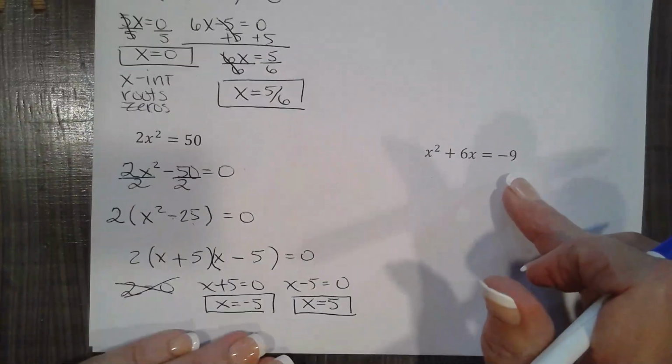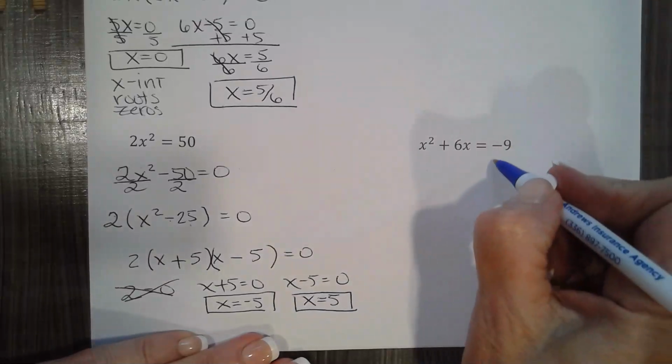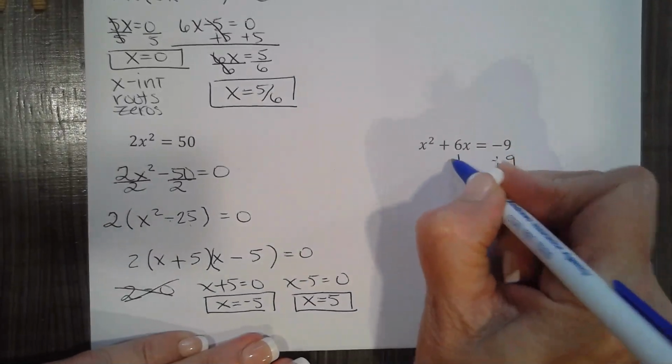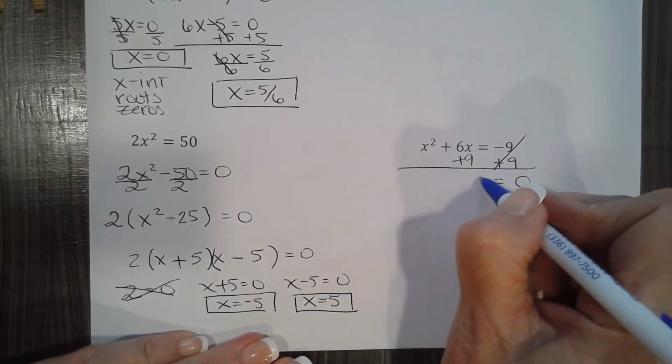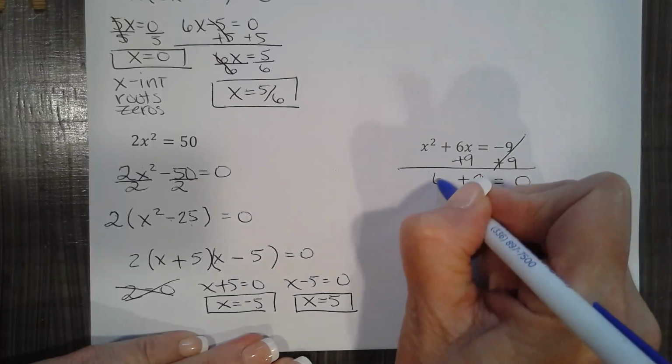All right, need to get everything on one side set equal to 0, so I'm going to add 9. Okay, be careful, these do not go together. We're just going to record everything in the correct order.